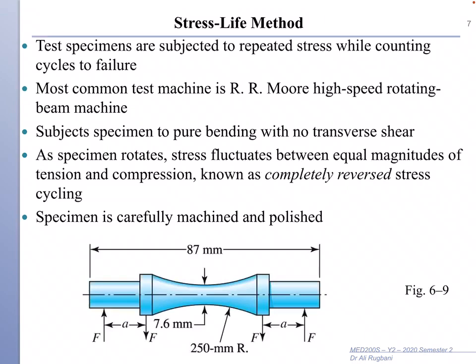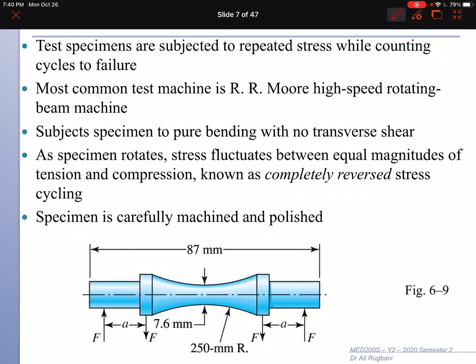under a specific stress. So the test machine here is called the R.R. Moore high-speed rotating beam machine, and the specimen is subject to one type of stress, which is bending stress. So we apply bending here. When you apply bending here, you create compression at the top surface and tension at the bottom surface.